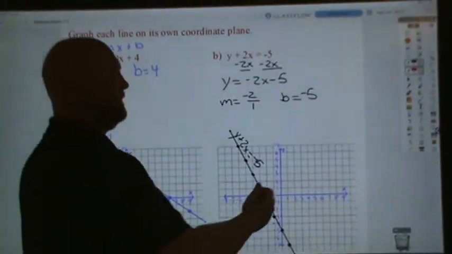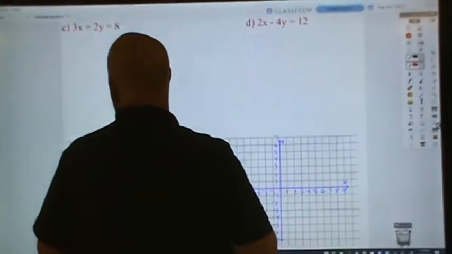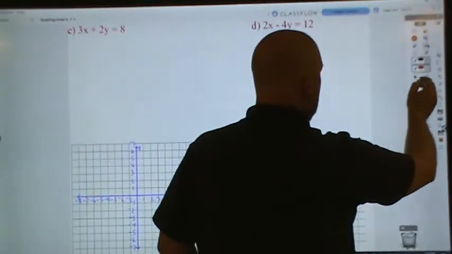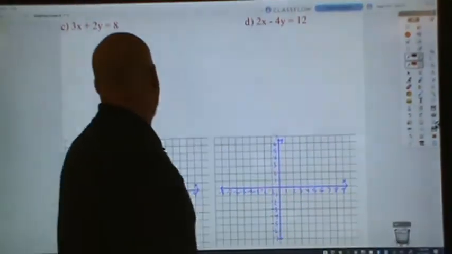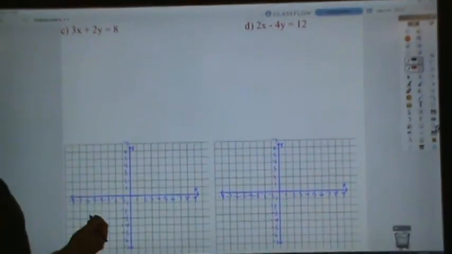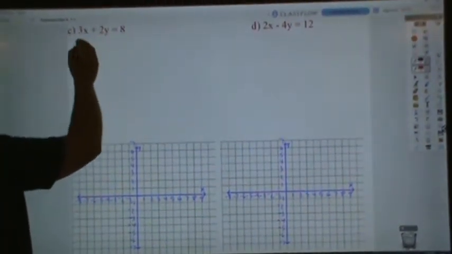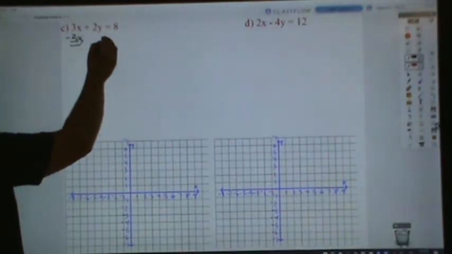We're going to do two more of these together. We have 3x plus 2y equals 8. That's not y equals mx plus b form. So I want to get it in y equals mx plus b form. So I want to get that y by itself. So to get y by itself, I'll subtract 3x from both sides.